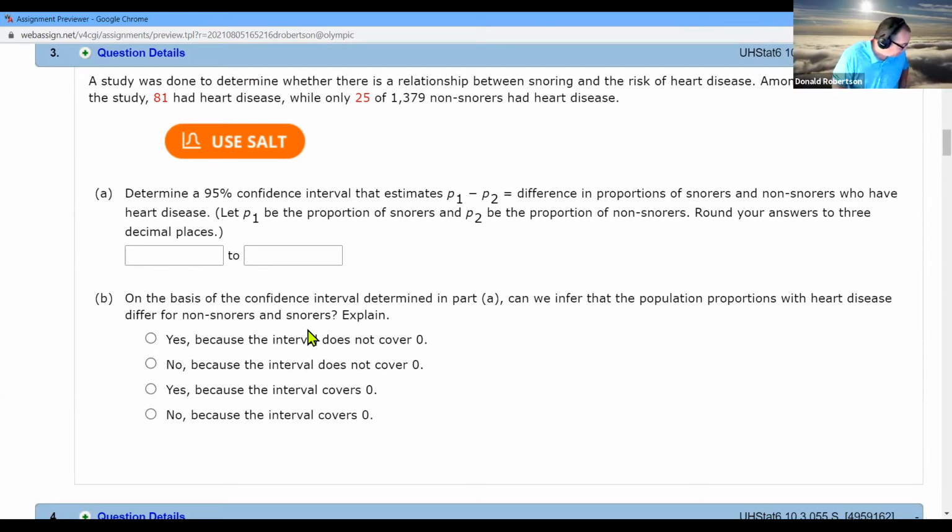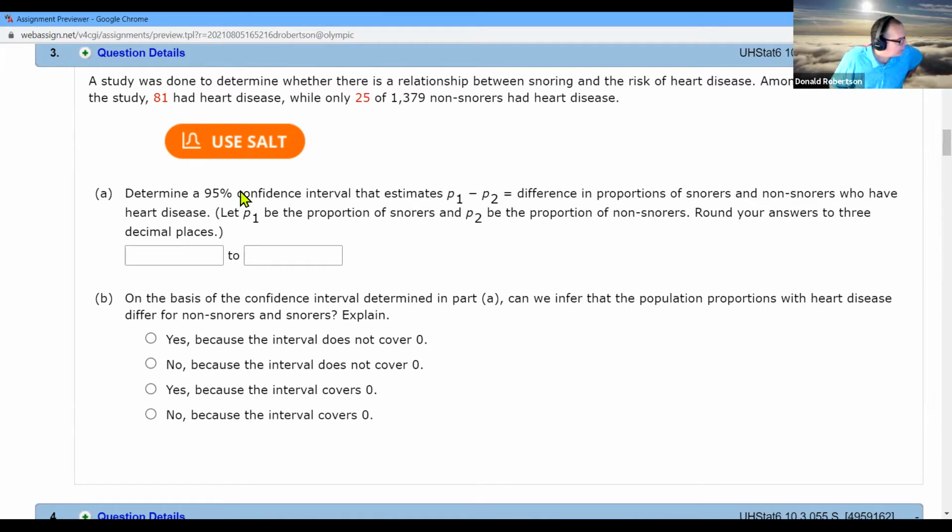So I have to write down these numbers because I'm very bad at remembering things. A study was done to determine whether there's a relationship between snoring and heart disease. 81 people out of 1105 snorers had heart disease, while 25 people out of 1375 were not snorers, but they had heart disease. So you try to compare 81 out of 1105 and 25 out of 1375. P1 is going to be the snorers and P2 is going to be the non-snorers.